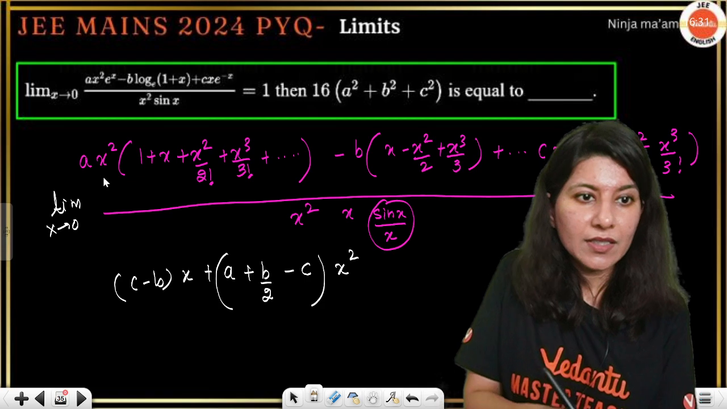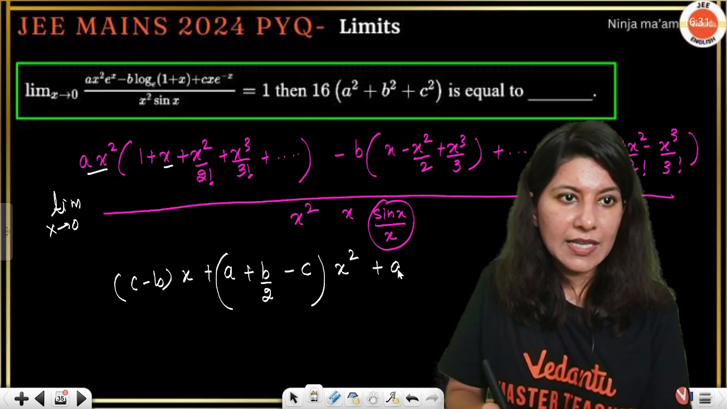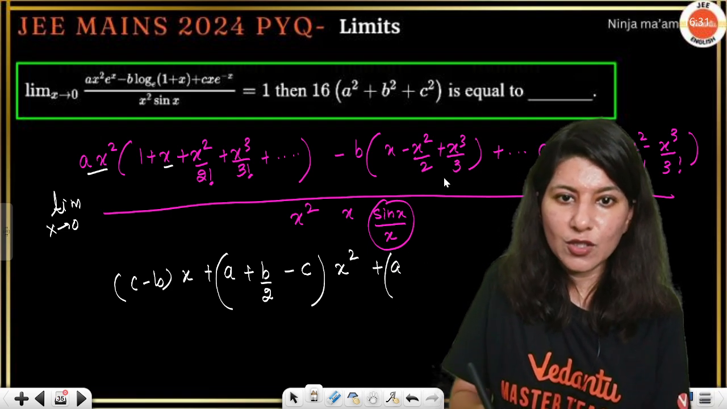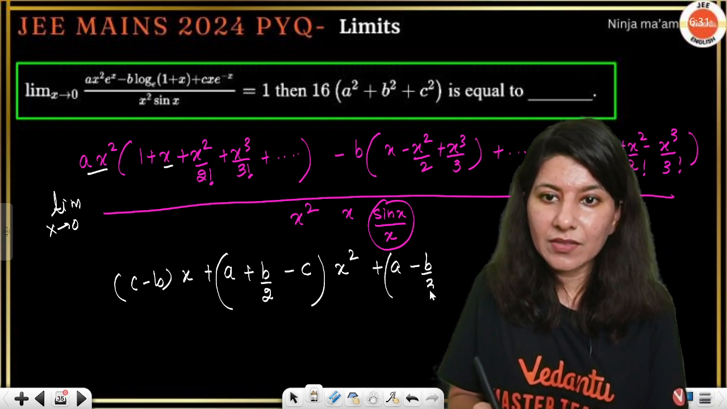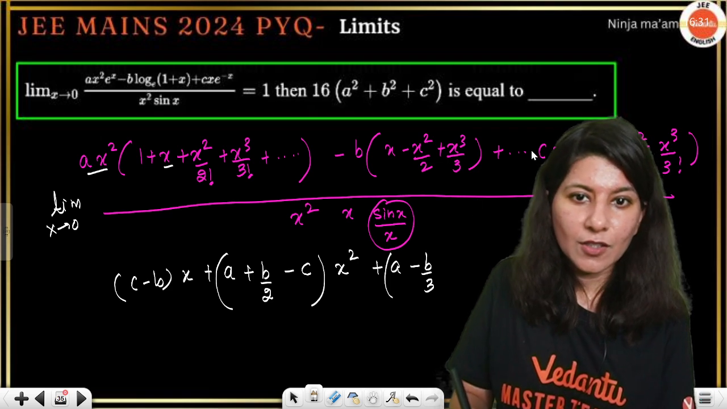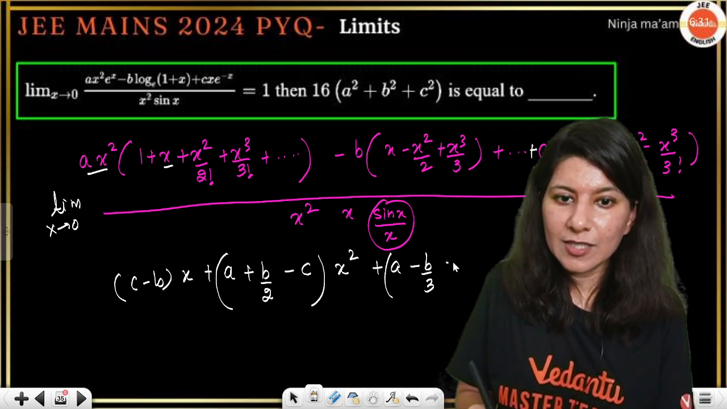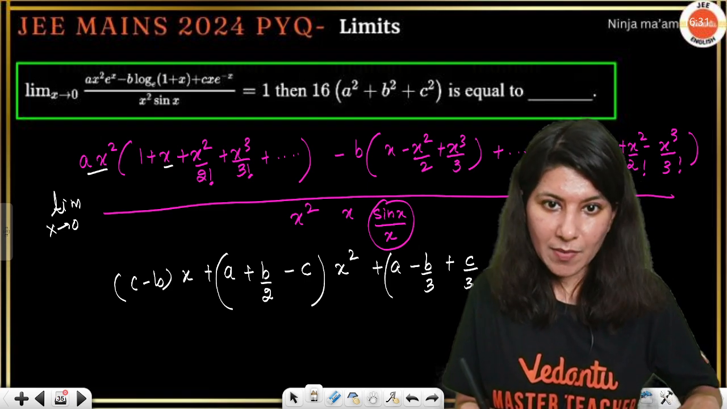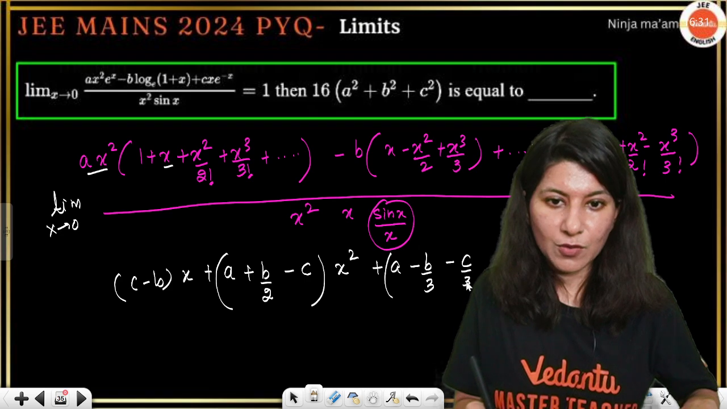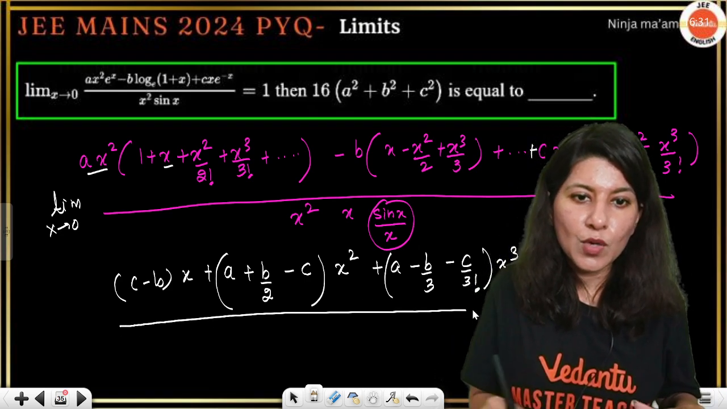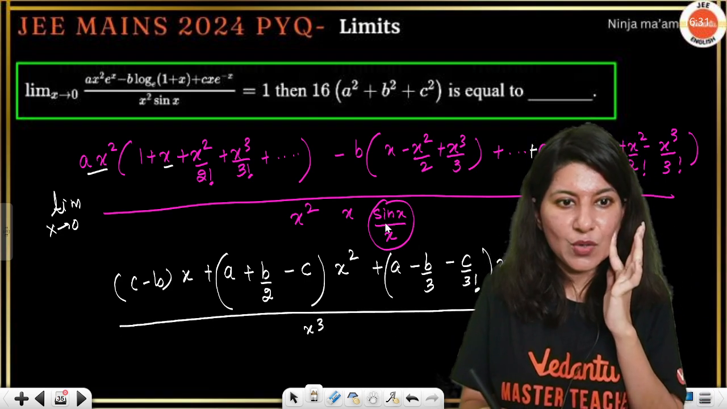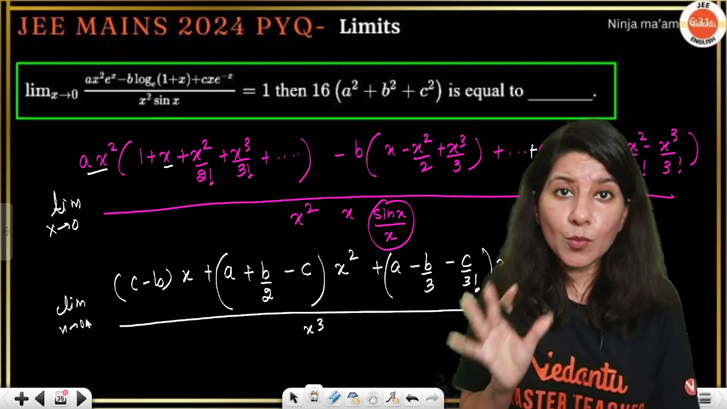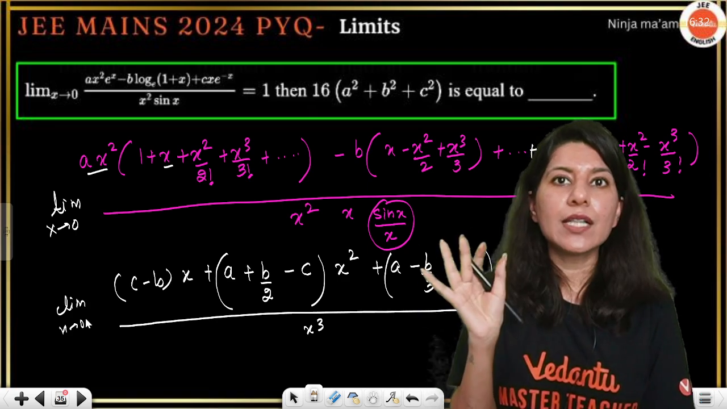Now x cube related terms. So this into this will work for us. A will be the x cube term. Minus b by 3, and okay, c x, so this is minus c by 3 factorial, x cube, whole upon x cube. Sine x by x is anyway going to become 1. Again, the same concept, the same logic we are going to apply, that only x cube should remain in the numerator, everything else will become 0.